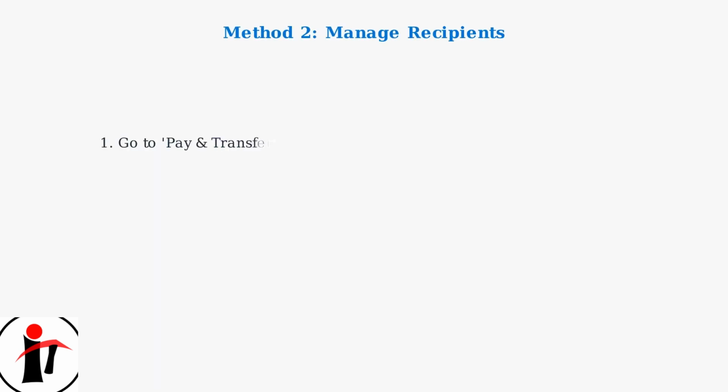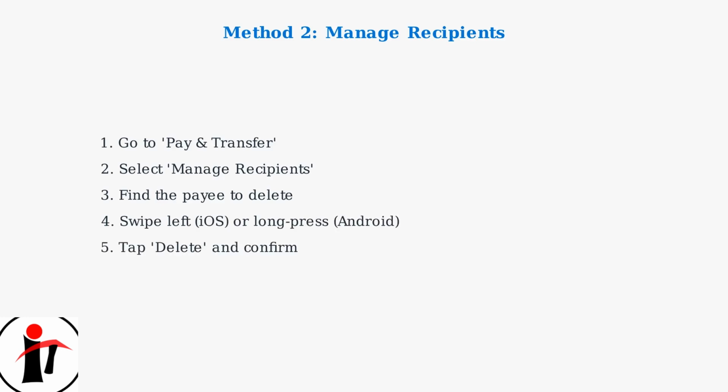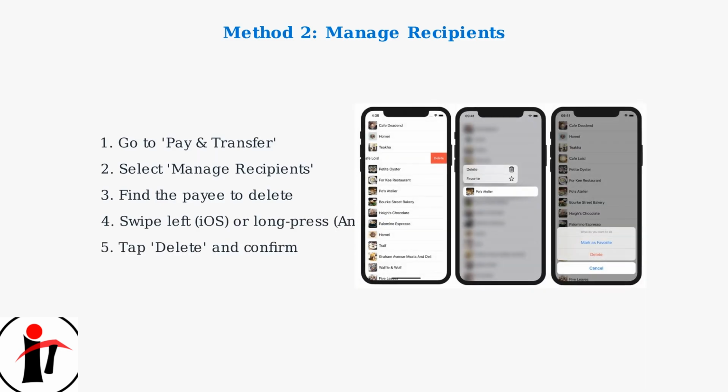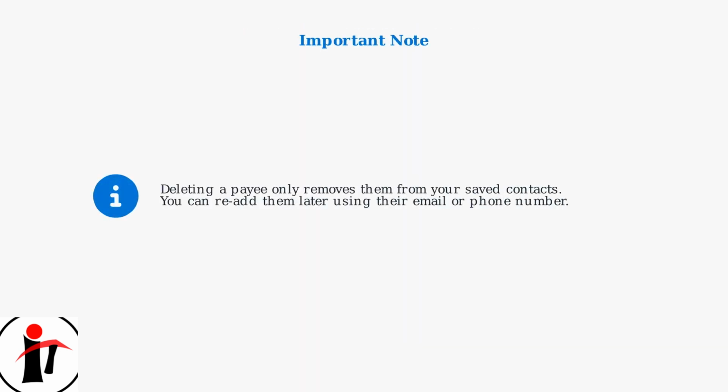Method 2 uses Manage Recipients. Go to Pay and Transfer, select Manage Recipients, find your payee, then swipe left on iOS or long press on Android to reveal the Delete option. Tap Delete and confirm removal. Remember, deleting a payee only removes them from your saved contacts. It doesn't affect their Zelle account, and you can always re-add them later using their email or phone number.